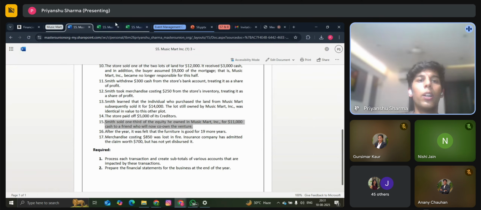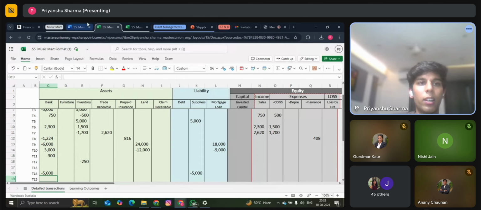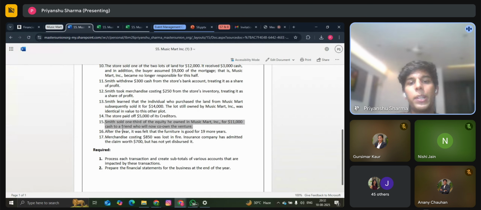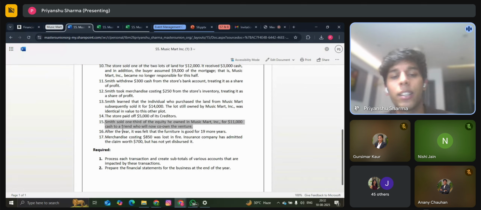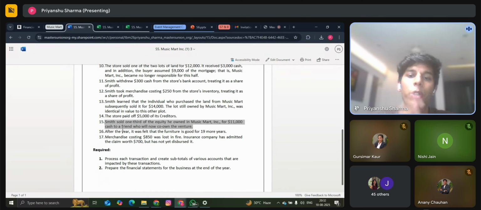Yeah. So here the transaction says that the owner of the company has basically sold 1/3 of his stake in the company to someone else. And that person is now going to be co-owner in the venture. Since this does not consider any part of the transactions inside our business, we will not be recording any transaction here. That is because the equity has been transferred from one owner to another, and there has been no change in running of the business as such.